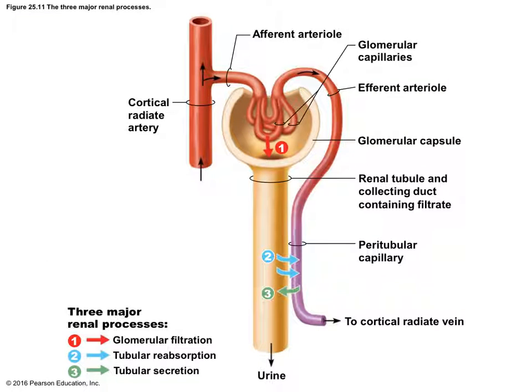In the first process, we form the filtrate from the plasma that's circulating through the glomerulus. That filtrate is then going to pass into the tubules where the reabsorption and secretion occurs. Reabsorption, again, we take stuff out of the filtrate and reabsorb it back into the blood supply. Secretion, we take stuff out of the blood and put it into the filtrate.